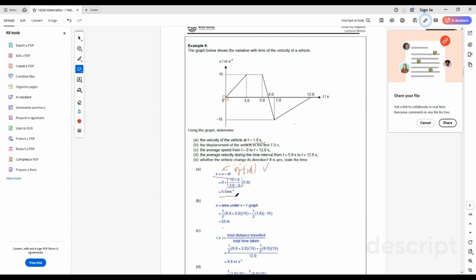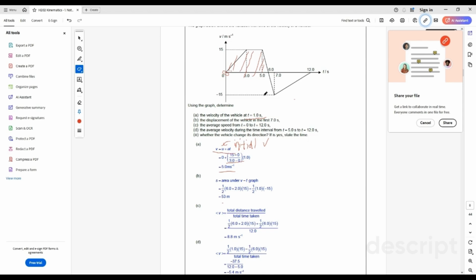And then next, we can find the displacement of the vehicle in the first 7 seconds. So what we have to do is to find the area of this trapezium, and then also subtract the area of this triangle.